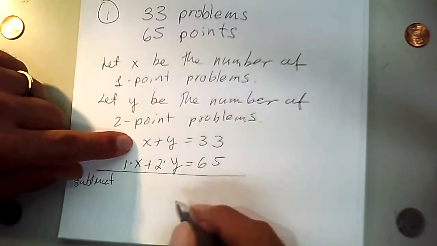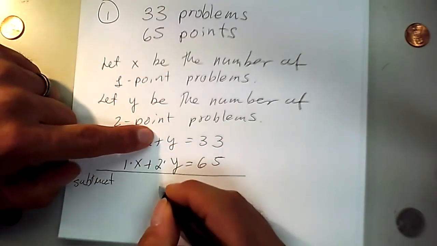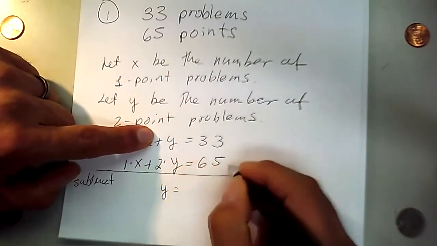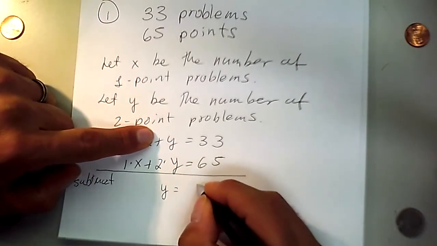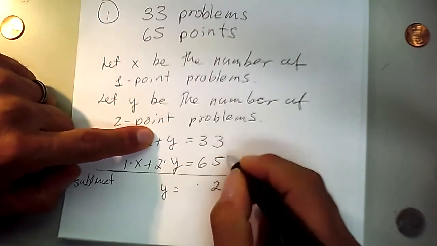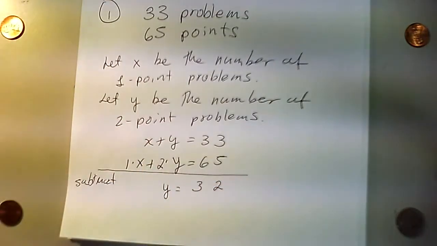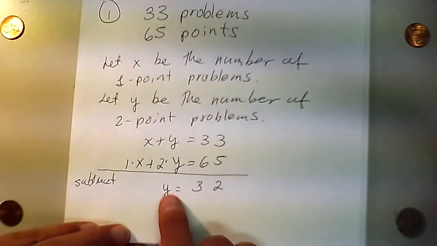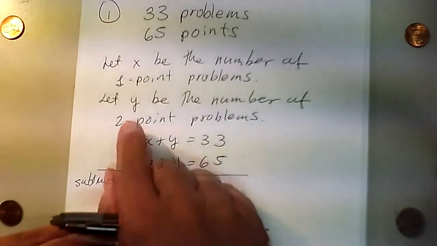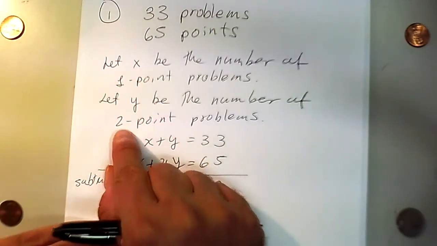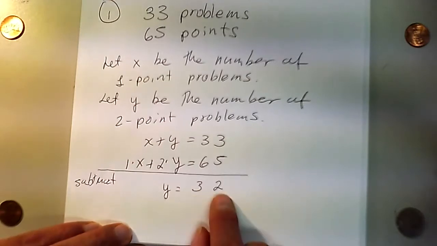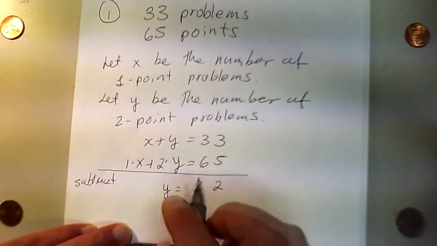x minus x is no x. 2y minus y, y. And then 65 minus 33 is, well, 5 minus 3 is 2, 6 minus 3, 3. So that means we have to have 32, because y is the number of 2-point problems, 32 problems that are 2 points, and x would have to be 1.